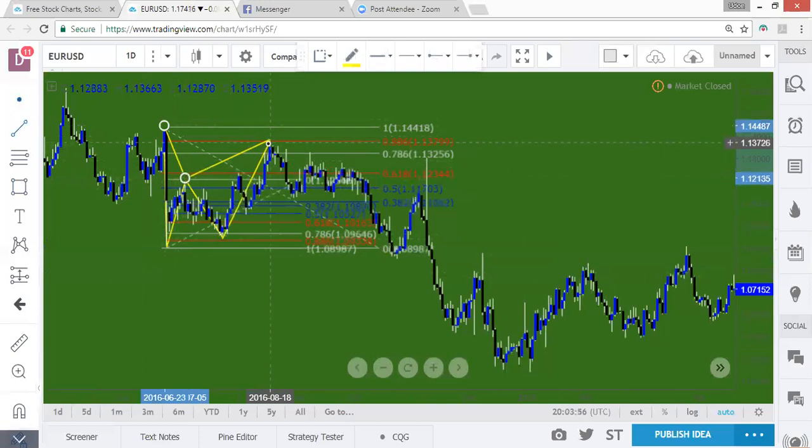Indeed, it does complete at the 886. And what does it do? Boom. The market obviously rolls over before it comes back up here and probably would have stopped us out. Then it even goes lower. Nonetheless, it would have hit take profit 1 and 2.